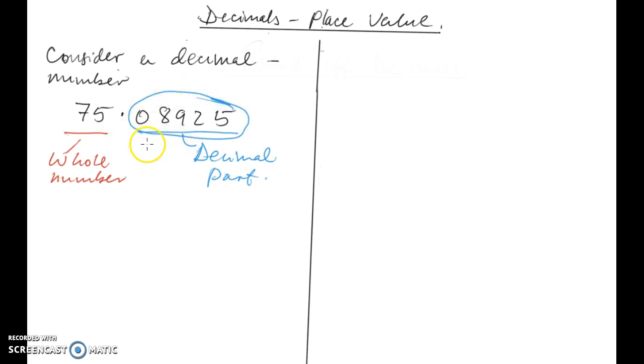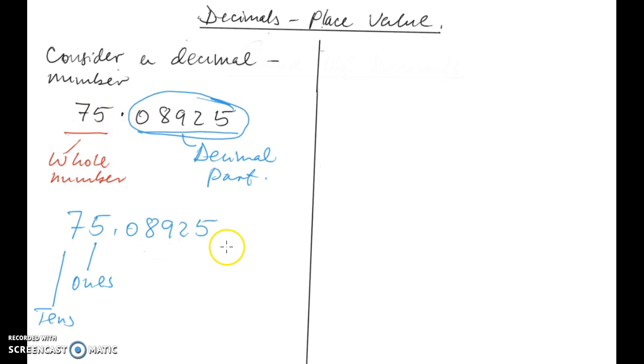Okay, so we want to look at the place value of a decimal number. So 75.08925. Now we know for sure that these are ones, right? And these are tens. But now we have to look at these. So what are these?